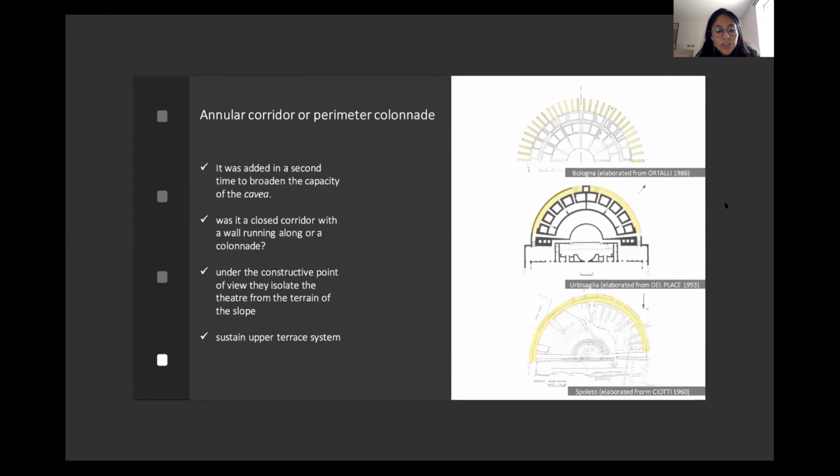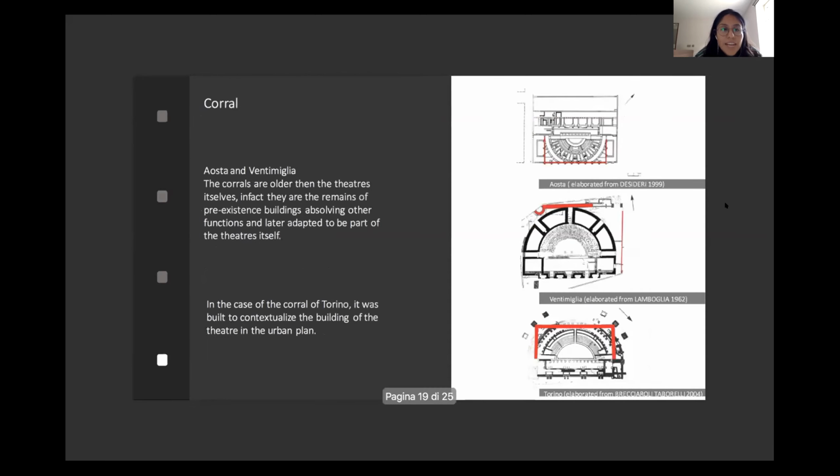The presence of an annular corridor along the perimeter of the cavea in the typology of hybrid cavea could have had a double function. From the constructive point of view, they isolated the theater from the terrain of the slopes, solving the problem of water reinfiltration when it was combined with gravelly earth, as in the case of the theater in Urbisaglia, or they could sustain a superior terrace system, as in the case of Spoleto. Interesting is then the presence of a perimeter corridor in the theaters of Ventimiglia, Aosta, and Torino. While in Aosta and Ventimiglia the existence of these corridors is older than the theaters themselves, in fact they are the remains of pre-existing buildings with other functions, later adapted to be part of the theaters. In the case of the corridor of Torino, it was built to contextualize the building of the theater in the urban plan.